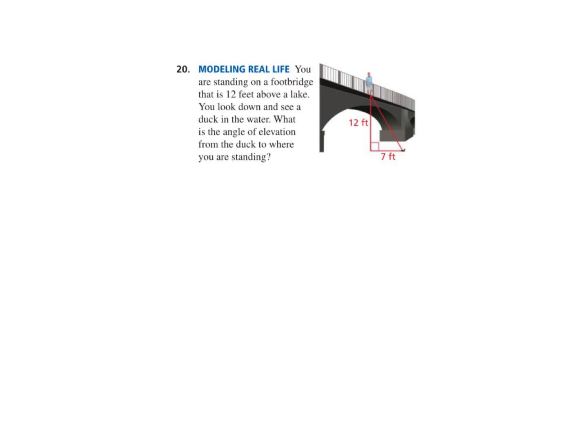Number 20, let's draw this triangle out here so we can see it a little bit better. That's 7. This is 12. You are standing on a footbridge that is 12 feet above a lake. You look down and see a duck in the water. What is the angle of elevation from the duck to where you are standing? So elevation goes up, remember, elevate. So here's the duck right here.